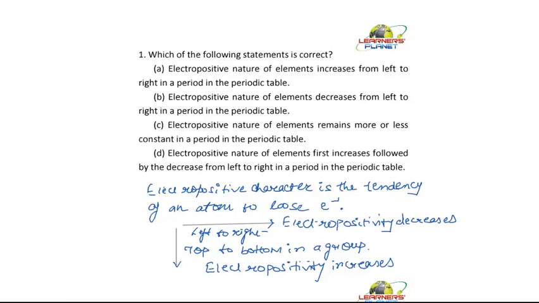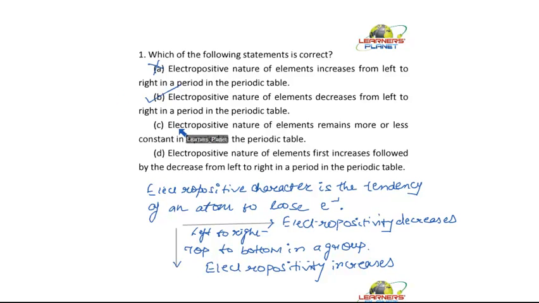Now what is your statement? Electropositive nature of elements increases from left to right in a period in the periodic table. Is it? No. It decreases. So this one is wrong. Let's take up the next point here, that is electropositive nature of elements decreases from left to right in a period in the periodic table. Is it? So what it is doing? It is decreasing. So this is right.